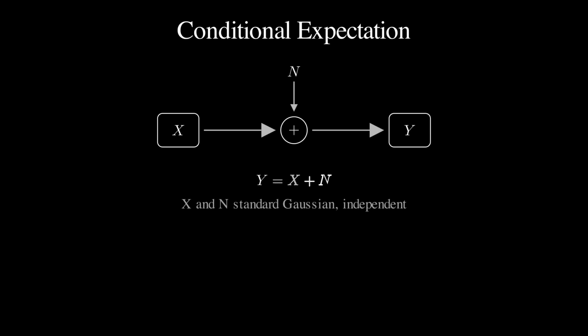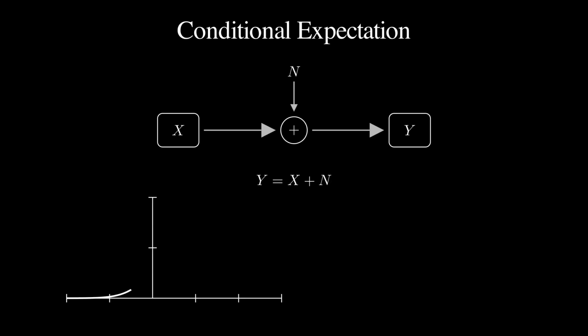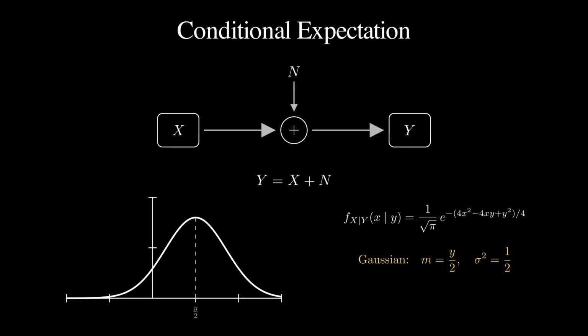Here is that machine doing engineering. A transmitter sends a standard Gaussian signal X. The channel adds independent standard Gaussian noise N, and the receiver reads Y equals X plus N. Given the value received, what should it guess for X? Slice the joint Gaussian surface at the received y. The algebra collapses to a Gaussian in x with mean y over 2 and variance 1/2.